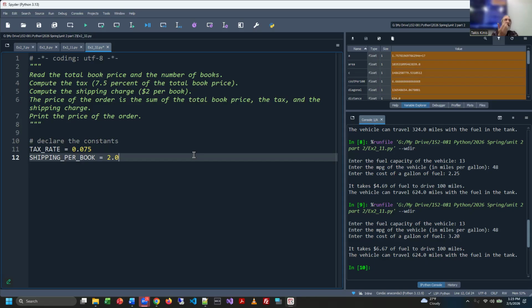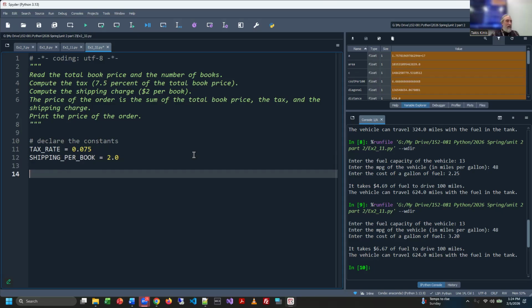I want you to notice that with the percentage, I did 0.075 because that's 7.5% as a decimal, right? Remember, percentages are between 0 and 1. And then the shipping per book, I put at $2. I made it a floating point number just to be on the safe side for precision's sake. Did I really need to do that? Well, you can experiment with that for yourself. For whatever reason, I decided that was a good choice.